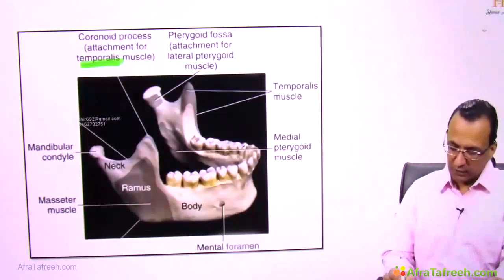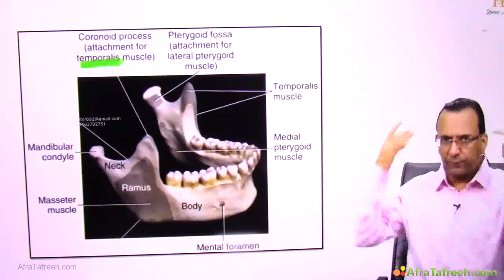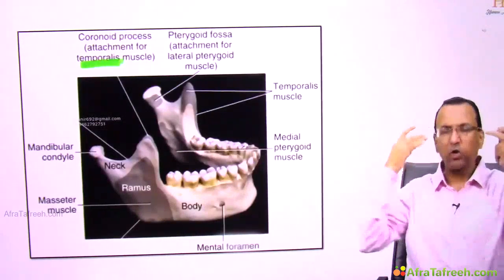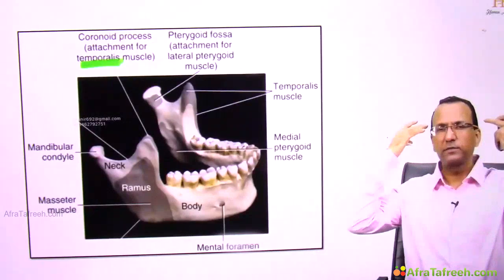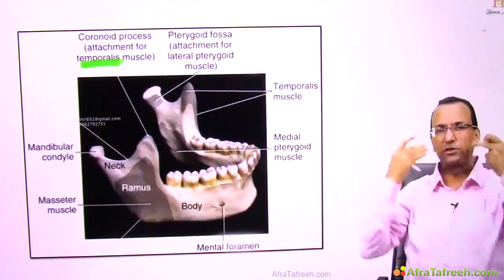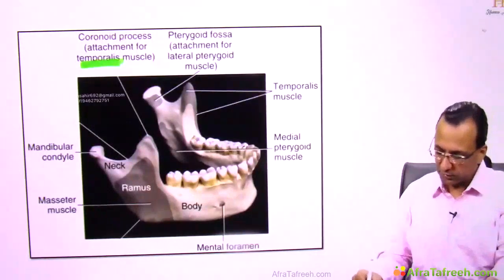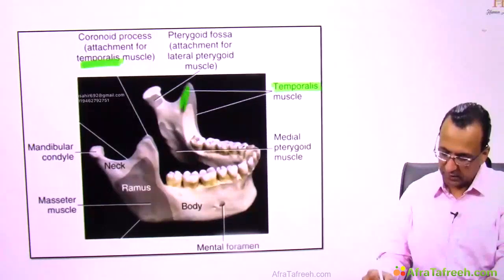Okay. So the temporalis muscle, what is the origin? Temporal bone. What is the insertion? Coronoid process. And it pulls the mandible back. Retraction, fine. This is the insertion? Yes, that is the insertion.